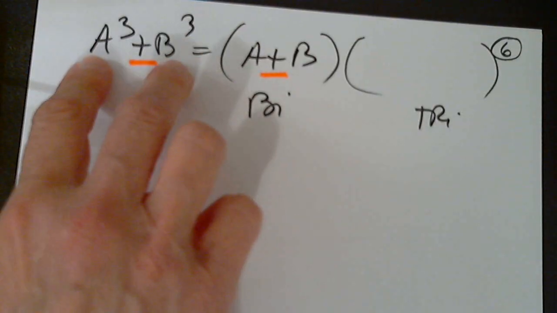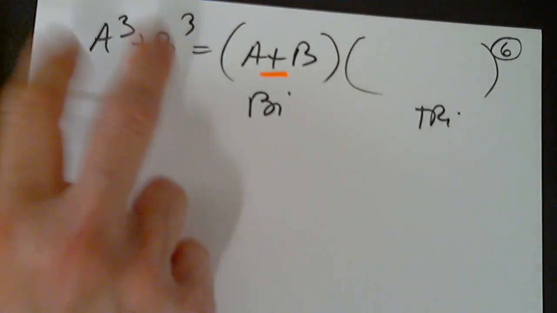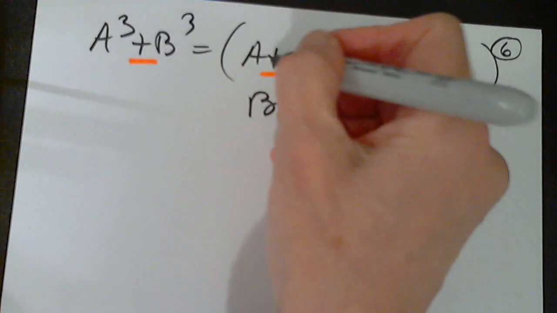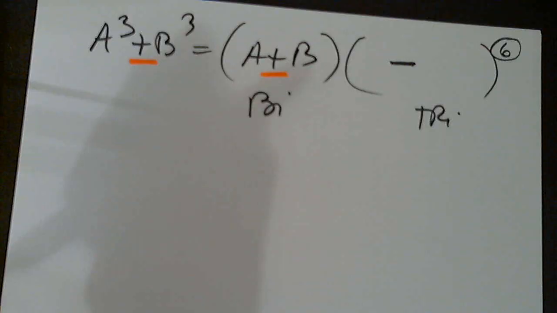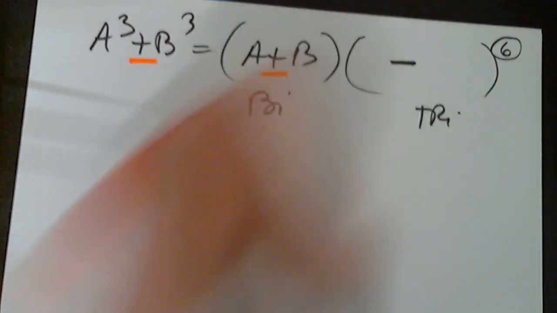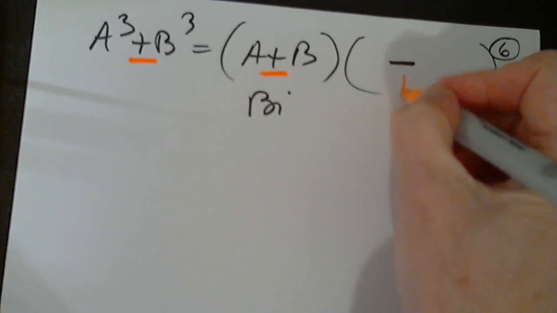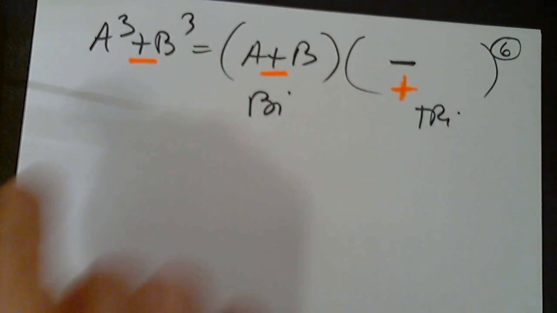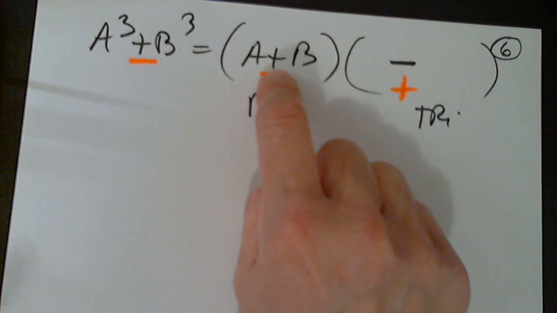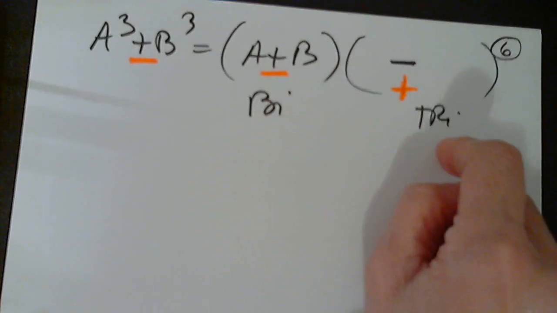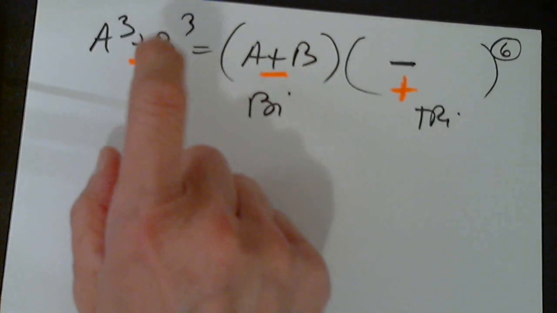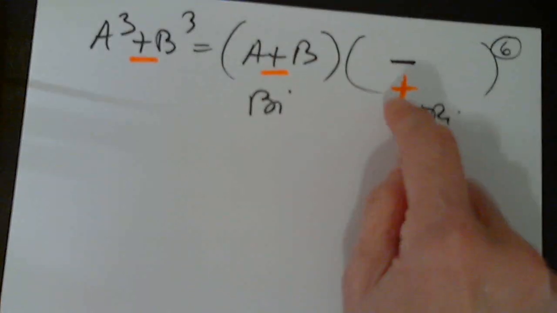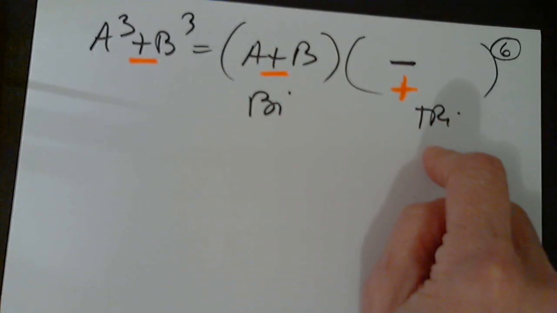If this is a cubed plus b cubed, this is a plus b. If this is minus, this is minus. Now, plus plus minus in the middle, minus minus plus in the middle. That's the sequence of signs. So if I factor the sum, I have the sum in the binomial, but the difference in the trinomial. If I factor the difference of cubes, I have the difference in the binomial, but the sum in the trinomial.